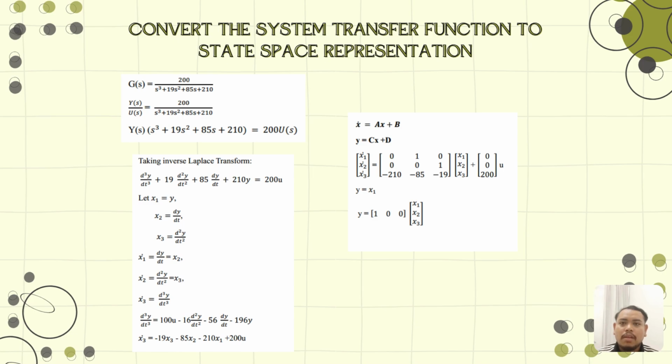And the next step is to develop the dynamic vector for x3 from the differential equation, and rearrange. The last step is to express it in matrix form: x-dot equals Ax plus Bu, and y equals Cx plus Du, and y is equal to x1, and you get the value of y is 100.